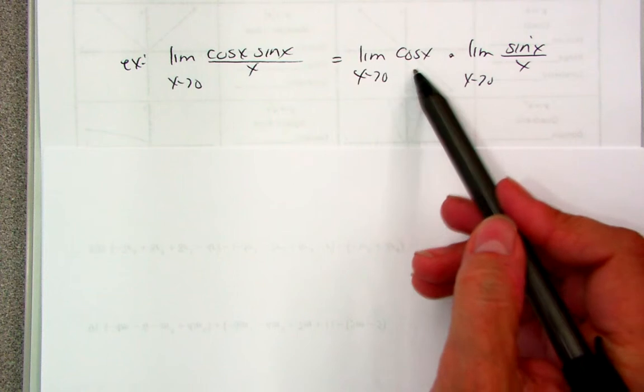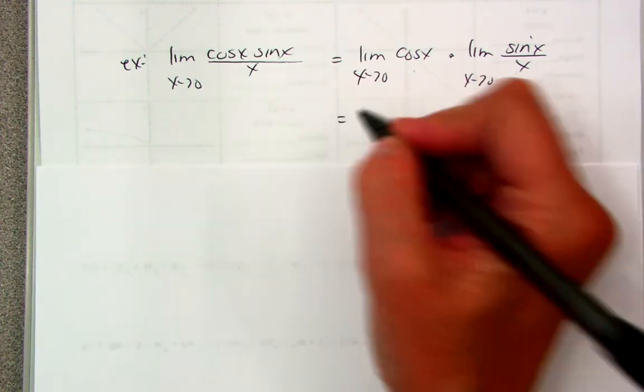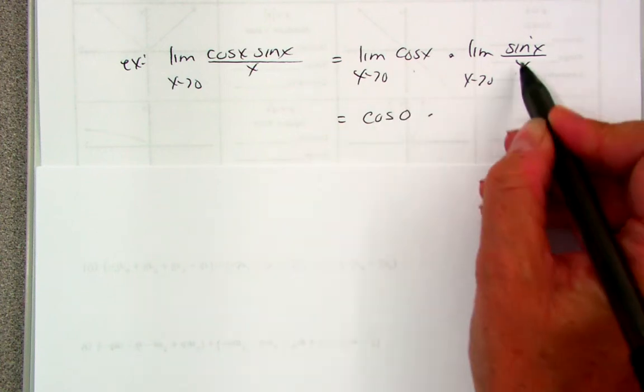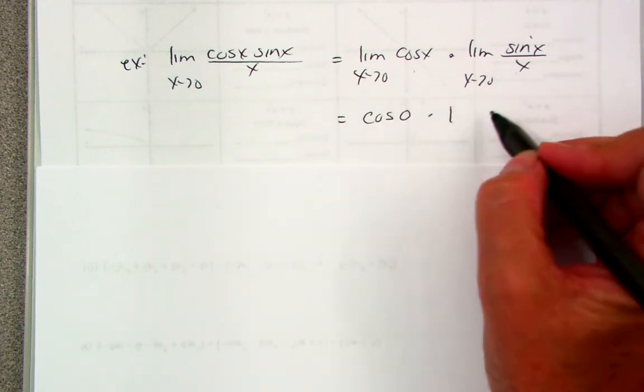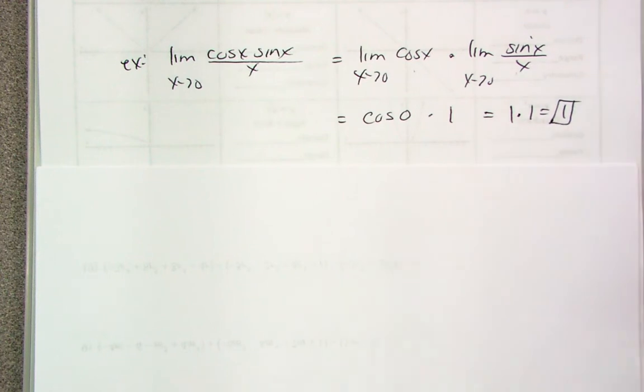When I multiply this function and this function, I get back the original function. So therefore, I can go ahead and take the limit of each part. This is by direct substitution. This is by that special property, it's 1. Cosine of 0 is 1. 1 times 1 is 1.